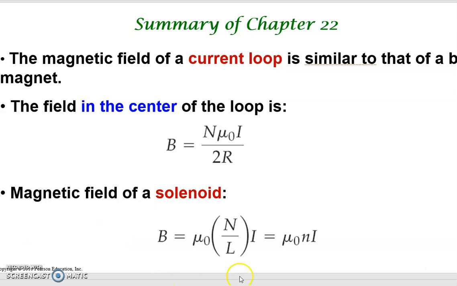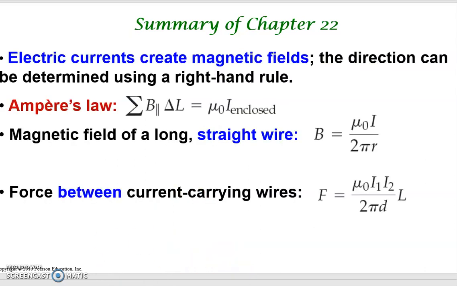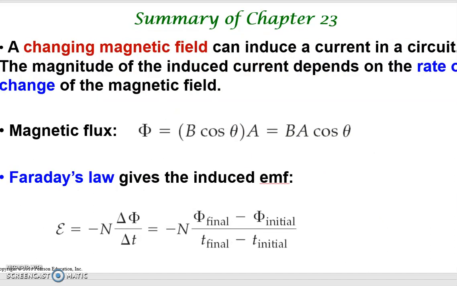So this is a formula for the magnetic field. Before you try to remember that, I would strongly suggest that you should know how to use Ampere's law to get that. Ampere's law is the most important concept in chapter 22. Okay, so now let's go to chapter 23.